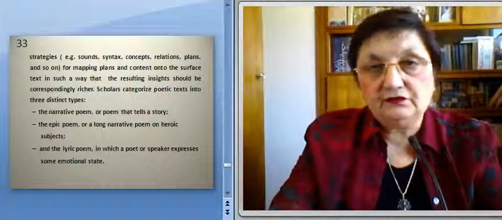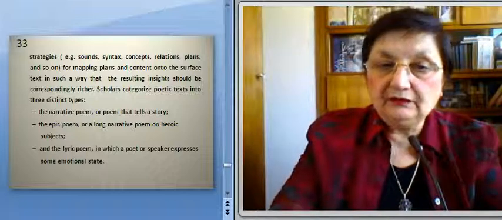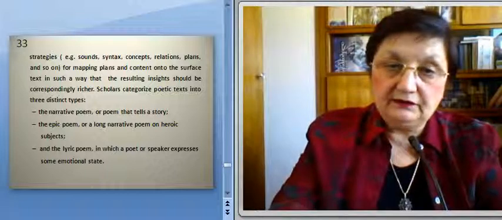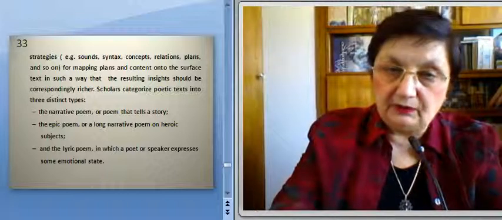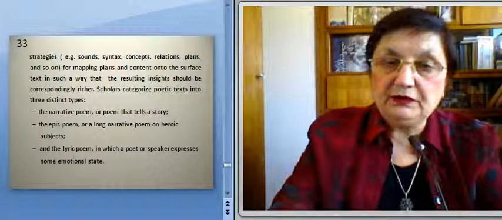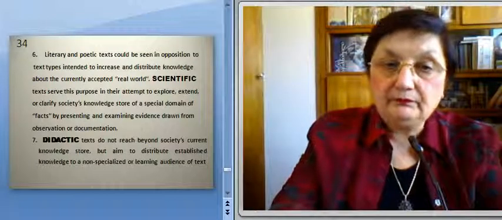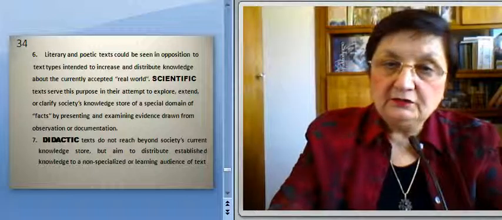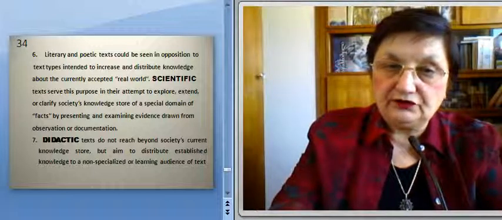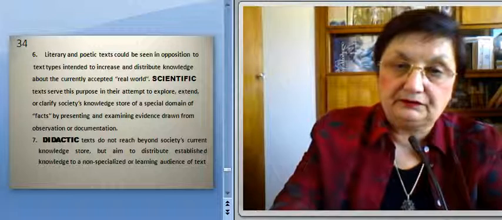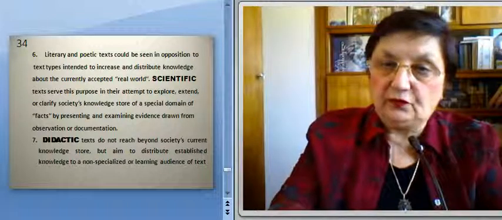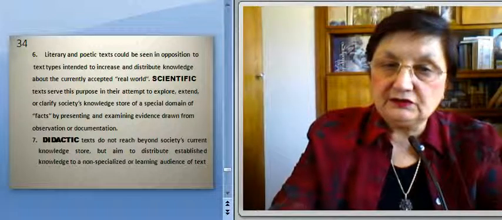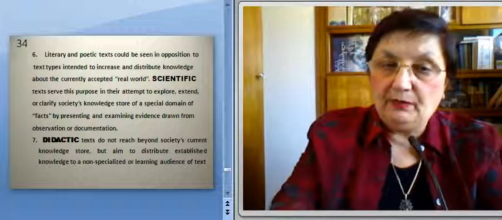Literary and poetic texts could be seen in opposition to text types intended to increase and distribute knowledge about the currently accepted real world. Scientific texts serve this purpose in their attempt to explore, extend, or classify society's knowledge store of a special domain of facts by presenting and examining evidence drawn from observation or documentation. Didactic texts do not reach beyond society's current knowledge store, but aim to distribute established knowledge to a non-specialized or learning audience of text receivers.